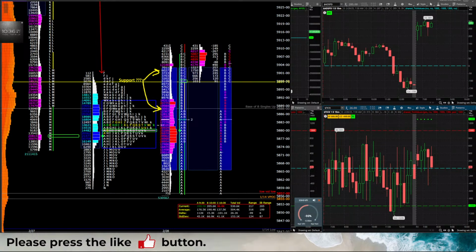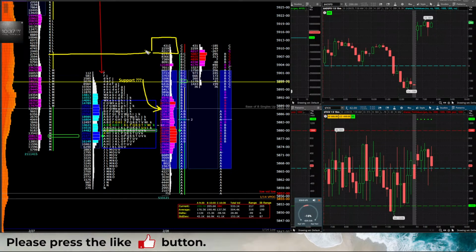Okay, no support at the overnight high. We're looking at the base of the B period single prints, 58.88. Can they hold that? Can they hold it? Remember what we talked about when we were at the base of the spike? What were we looking at? Looking for taper in volume and time. This is the base of the spike.